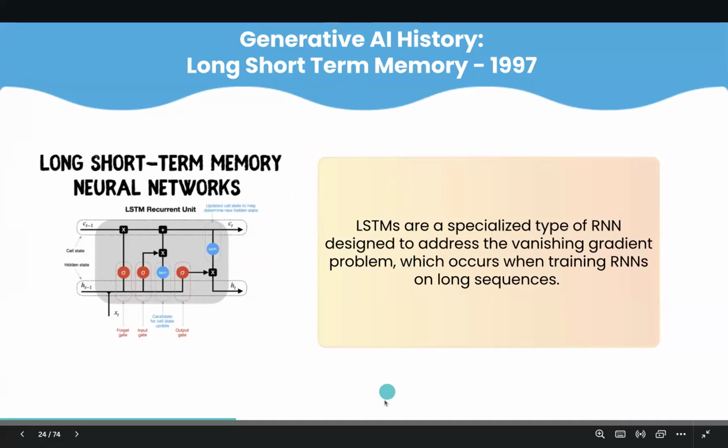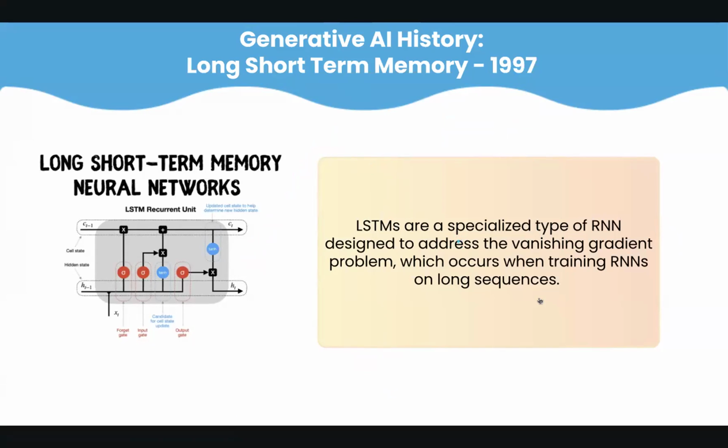How many of you know about LSTM? Can you just say yes or no in the chat? LSTM is a bit more niche, I would say, than RNN. So people would have heard of RNNs, but generally, very few people really know how a long short-term memory network really works.